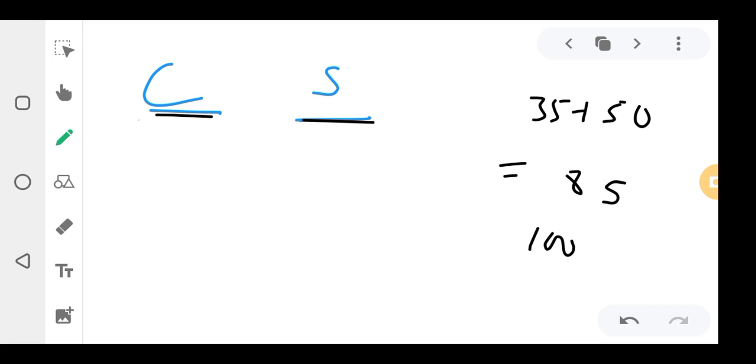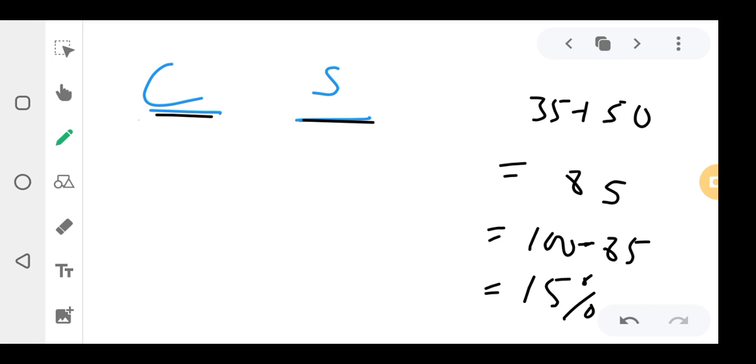So it means 100 minus 85. You find the remaining percentage. What is 100 minus 85? It is 15. So it means 15 is the remaining percentage.